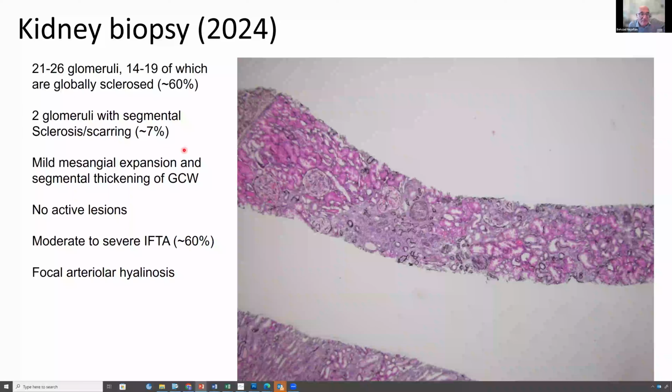Mesangial expansion was mild, less prominent than the initial biopsy, and no obvious active lesions. When we say no obvious active lesions, predominantly we mean endocapillary hypercellularity, necrosis, or cellular or fibrocellular crescents. And interstitial fibrosis and tubular atrophy, if you remember, in the prior biopsy was T1, on the moderate side, and now we have moderate to severe interstitial fibrosis and tubular atrophy. So there is interval progression of chronic injury in the tubulointerstitium as well.